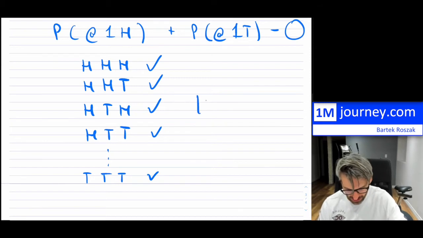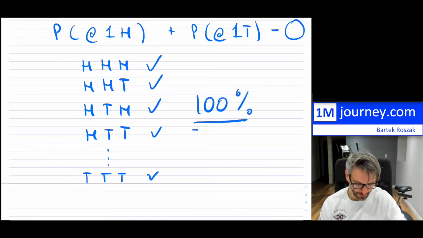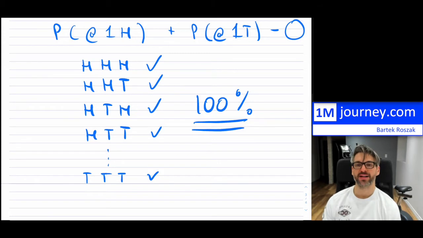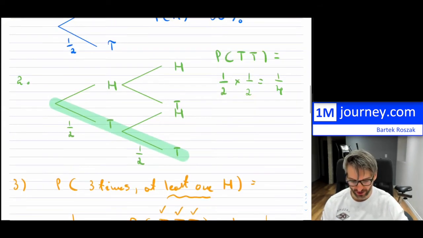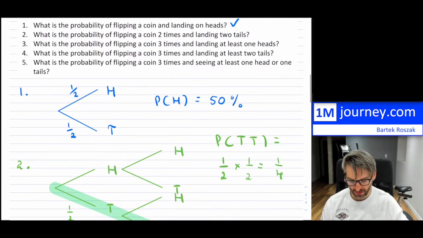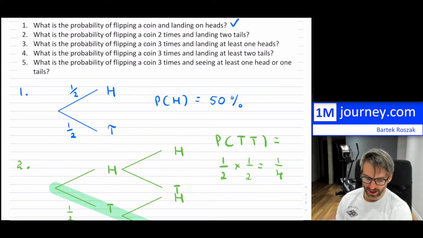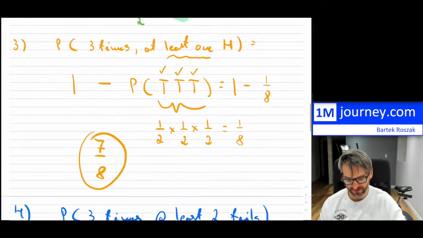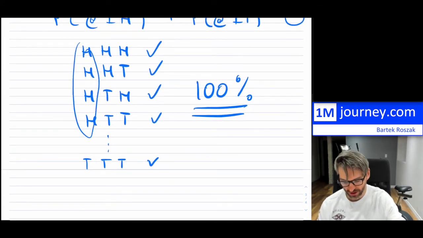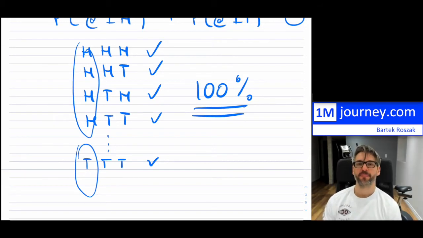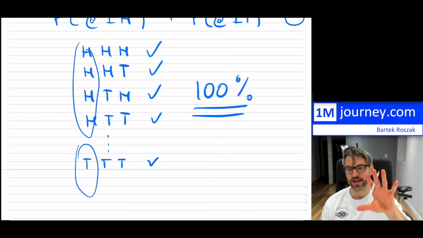So the probability is 100% for this one. That's what this would be. Because if you're flipping a coin, it doesn't really matter. So here, what's the probability of seeing at least 1 head or 1 tails? Even after 1 flip, you're going to see already a heads or a tails, right? So that means it's going to be 100%. So that's question number 5.